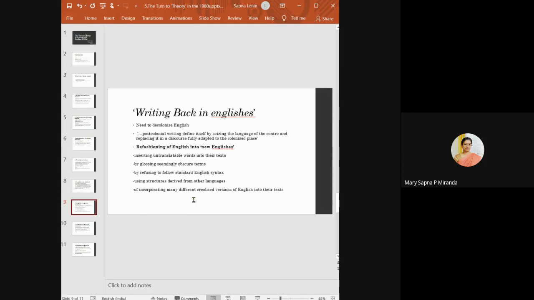You also incorporate many different creolized versions of English into the text. A creolized version. I hope you understand the term creoles, right? What's a creole? You haven't done this in linguistics. What is a creole? Creolized versions of language. That is, you're making it local. You're kind of mixing it. You're kind of joining two words and then using it with a local flavor. That is creolization. So you're incorporating many words into, it's kind of a chutnification, you could say, chutnification of English.